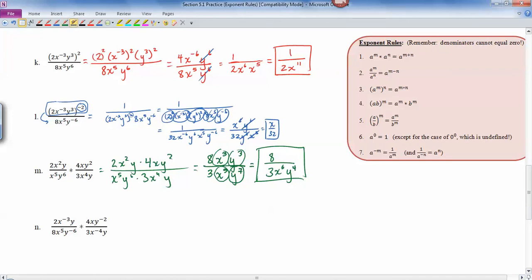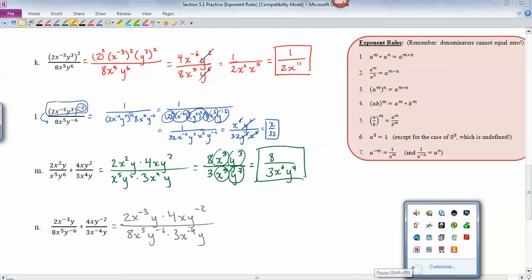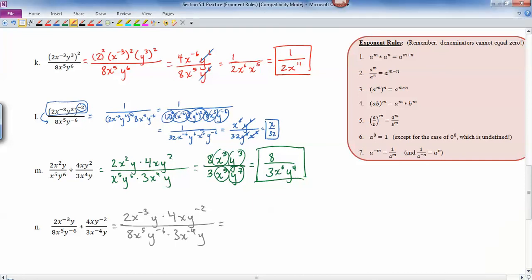Okay, and then for part n, why don't we multiply across the top again? So it's 2x to the negative third y times 4xy to the negative 2 all over 8x to the fifth y to the negative 6 times 3x to the negative fourth y. Ugh. Okay, so we'll try this on top this time.